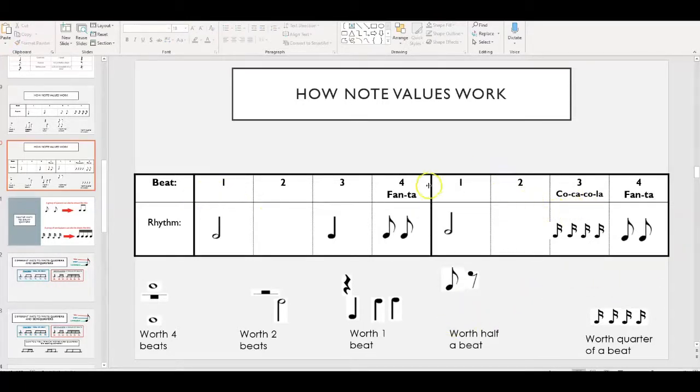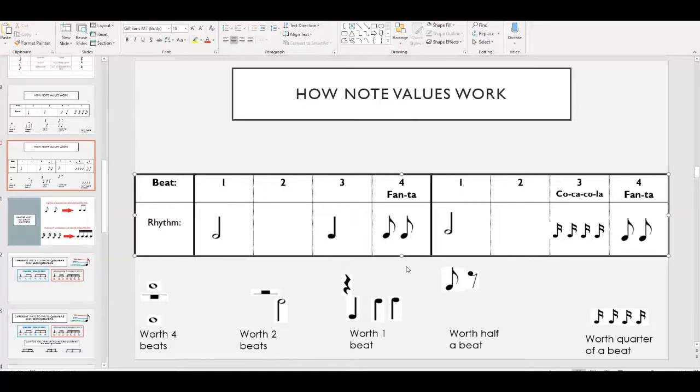I'm going to play it two times in a row. So I'm going to play this full, both bars, and then I'm going to start again straight away and play them again. Okay, let's try and clap that together. 1, 2, 3, 4. 1, 2, 3, 4, and 1, 2, Coca-Cola Fanta. 1, 2, 3, Fanta. 1, 2, Coca-Cola Fanta.